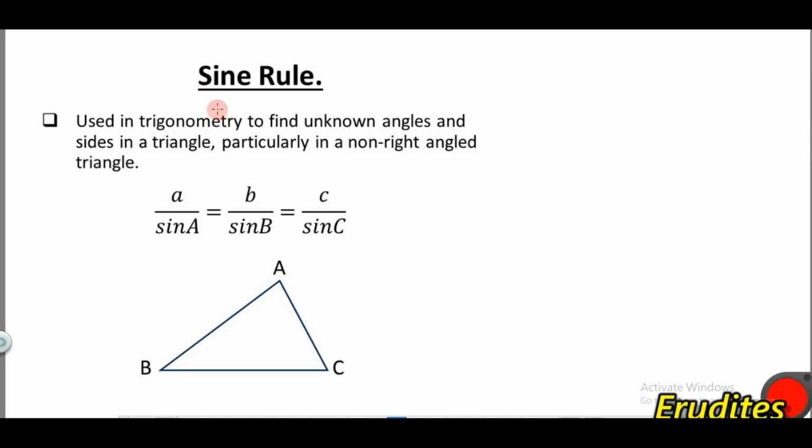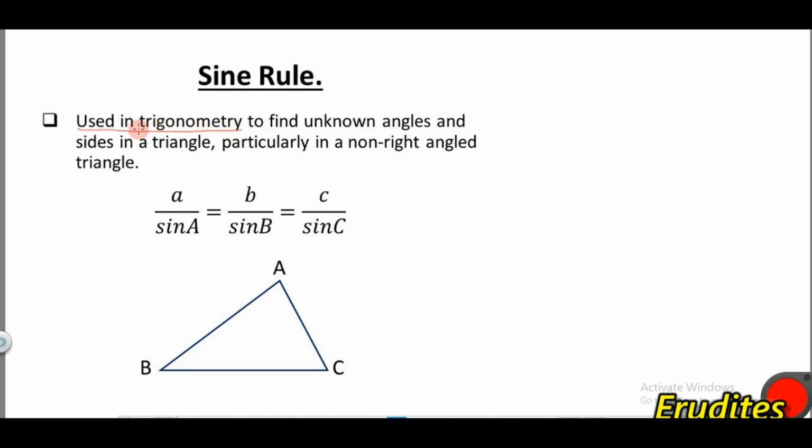In this video, we're going to look at sine rule. Sine rule comes a lot in JAMB and WAEC exams, and it's very important to know it. So, what is sine rule? Sine rule is a rule used in trigonometry to find unknown angles and sides in a triangle, particularly in a non-right angled triangle.